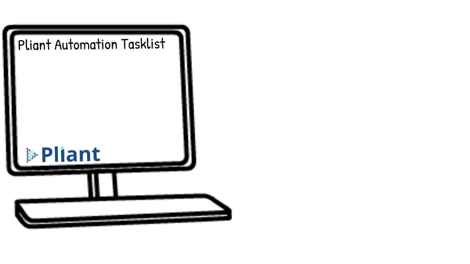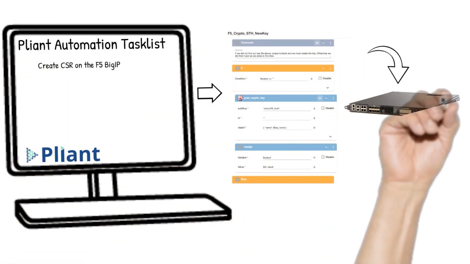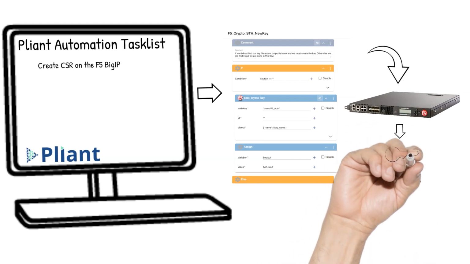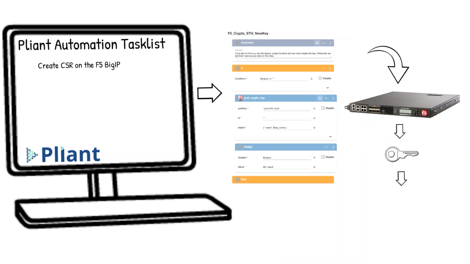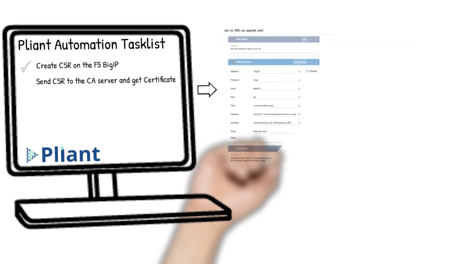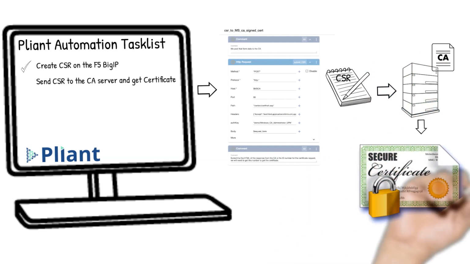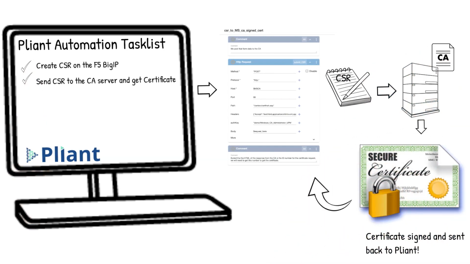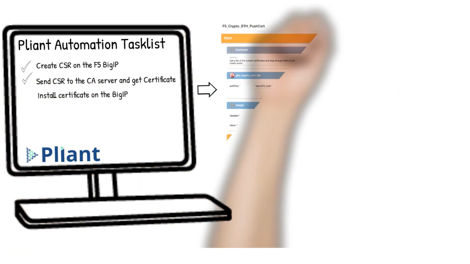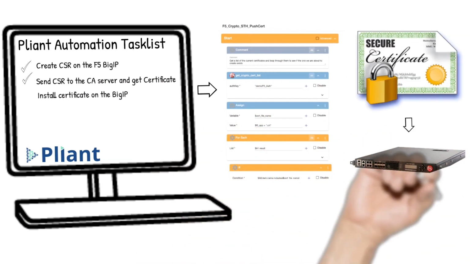The first thing we need is a certificate from our CA server. There are several steps needed to accomplish this. In Pliant, we execute a series of action blocks to tell the Big IP to create the new private key. Then a second series of action blocks creates the CSR, or certificate signing request, on the F5 load balancer. Once the CSR is created, we use a workflow to send the CSR to the CA server, which returns us a signed certificate. Using some more action blocks, we install the signed certificate on the Big IP and create a new client SSL profile using that certificate.